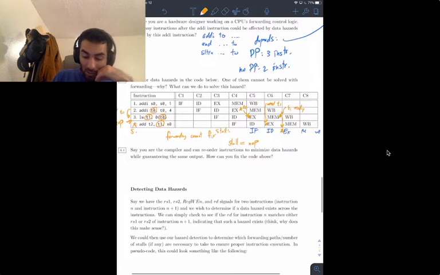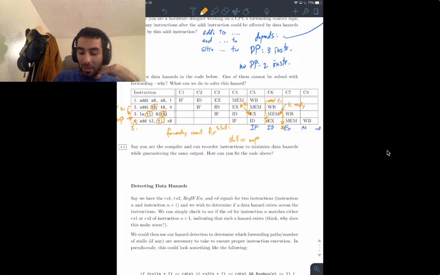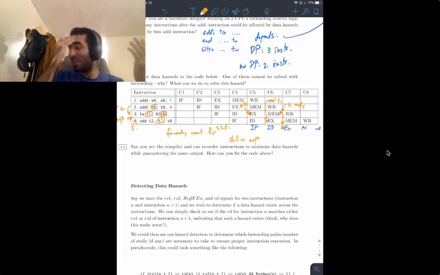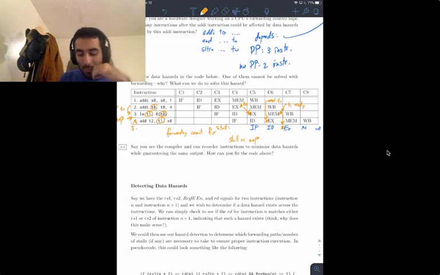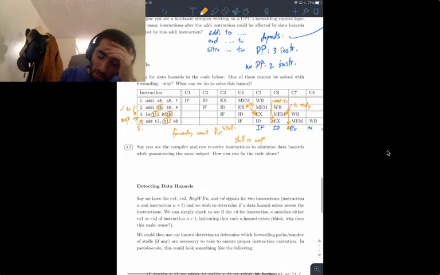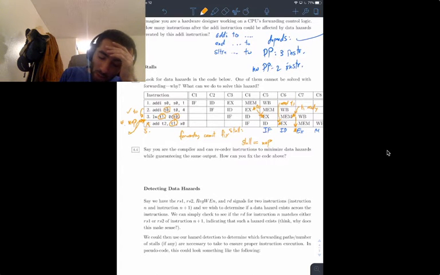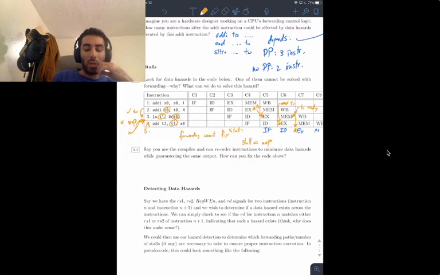All right. Next question is, say you're the compiler and can reorder instructions to minimize data hazards while guaranteeing the same output. I think it's a beautiful question because it shows off how smart compilers are. Compilers will actually do a lot of this logic for you before you even get down to the hardware level, to minimize as many data hazards as possible. So what was our problem here? We want an instruction to go in between the load word and the add to function as the stall. If I put in a no-op there, I'm wasting an entire cycle. So instead, what could I do?